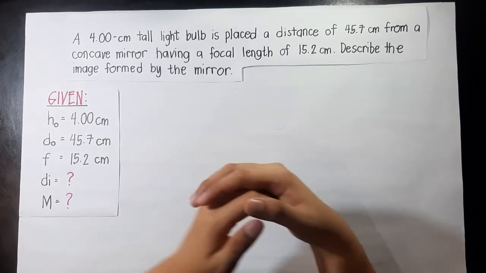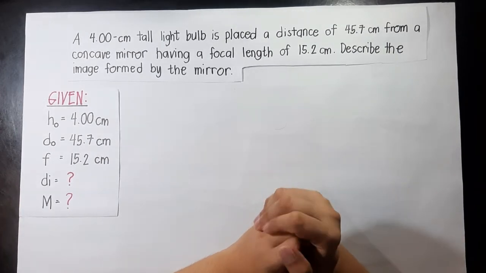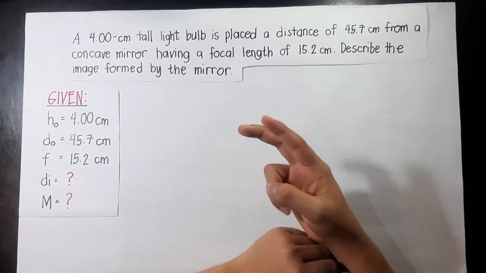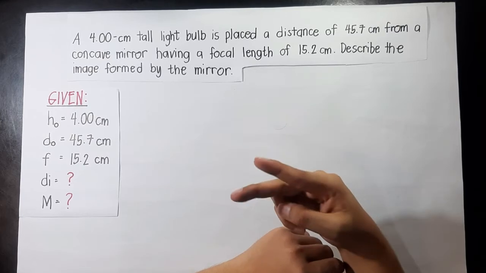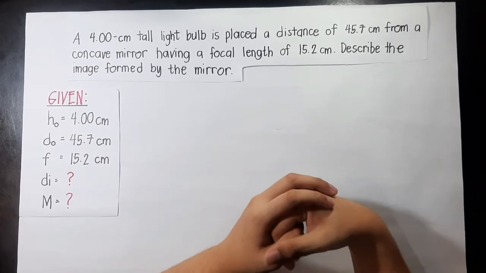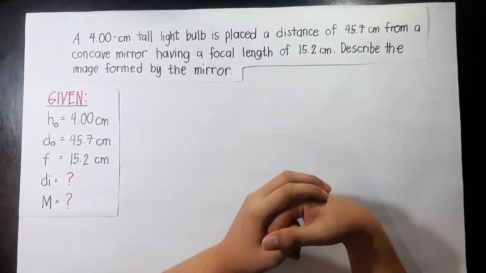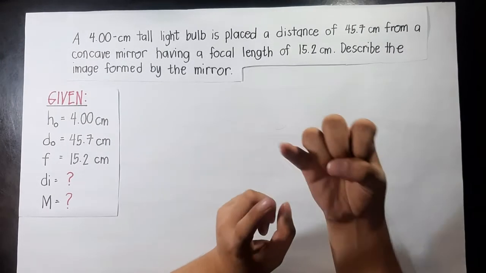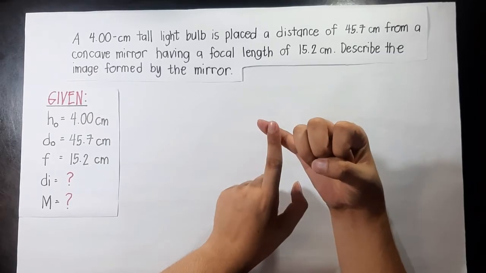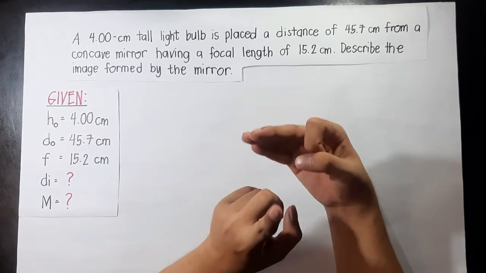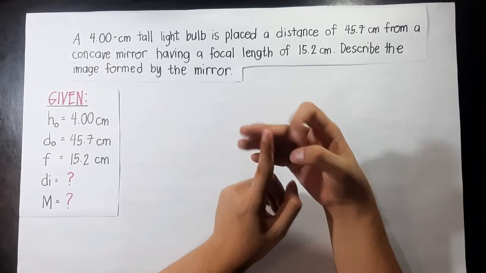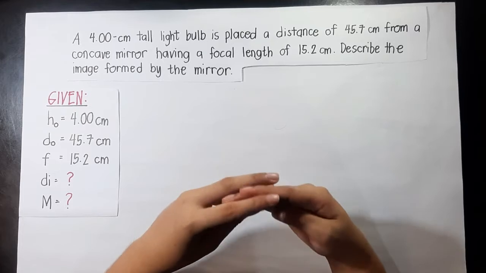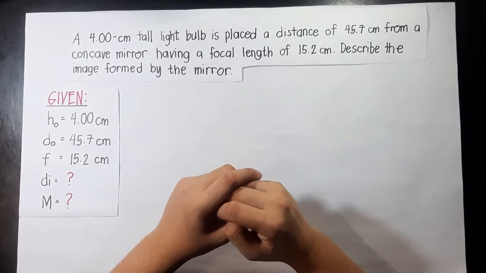So for our unknown values, the first one is the DI or the distance of the image and the magnification. These two values are very important since itong dalawang value na to ang magbibigay sa atin ng characteristics ng image natin in terms of its LOST. So for L, we have location. For O, we have the orientation. For S, we have the size, and for T, we have the type. So, itong dalawa na to ang makapagbibigay sa atin ng kompletong 4 na characteristics ng image natin.